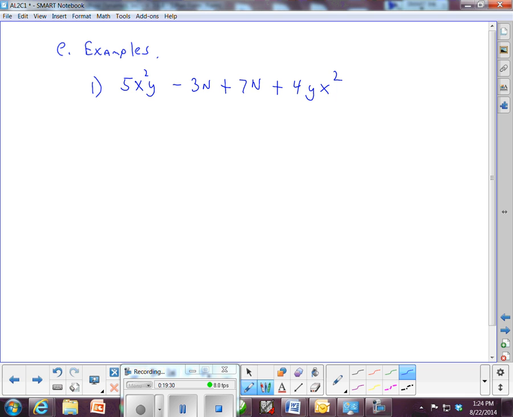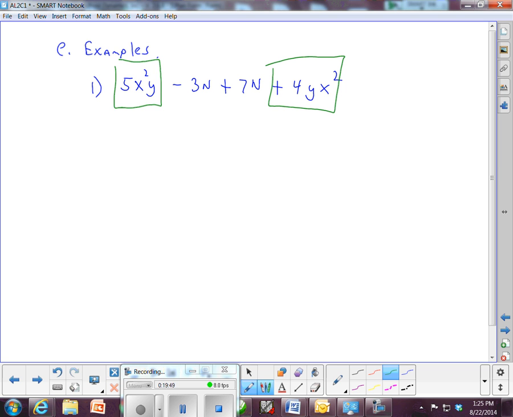Now again, if you'd like to do it on your own, go ahead and pause the video, do it, and then turn it back on. Otherwise, I'm going to give the solution right now. Okay, so I'm looking for like terms. Well, hopefully you look and see the 5x squared y and the positive 4yx squared are like terms.